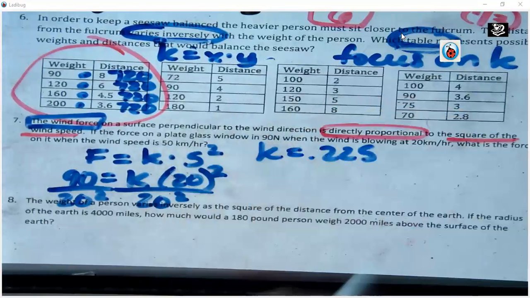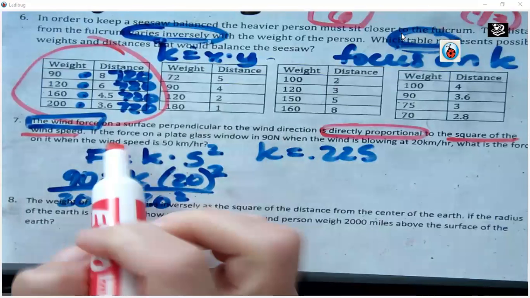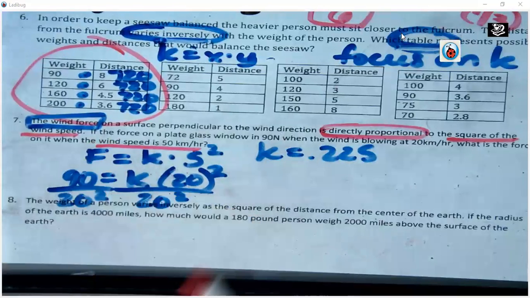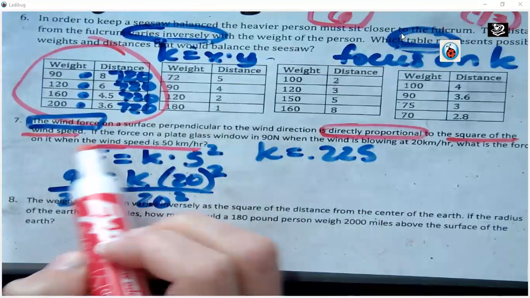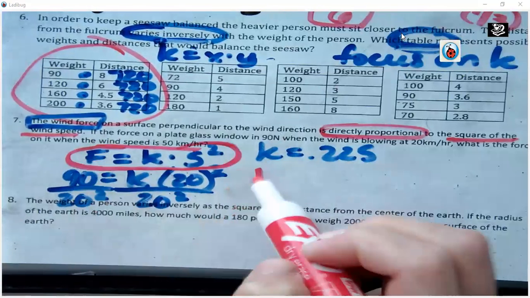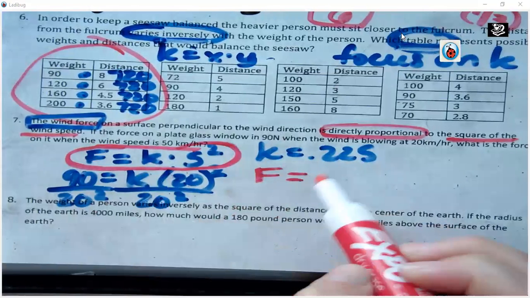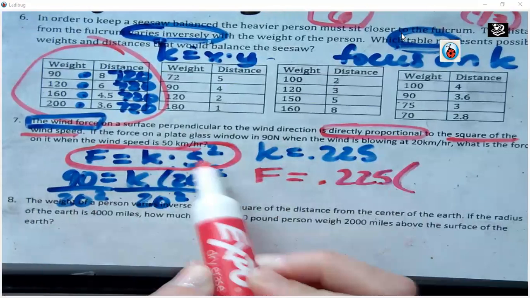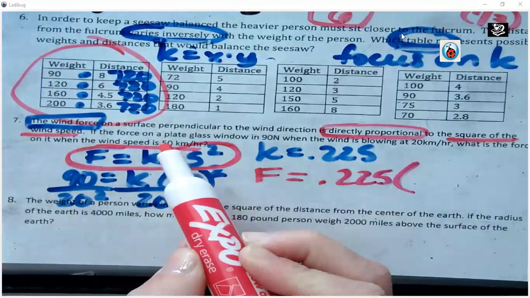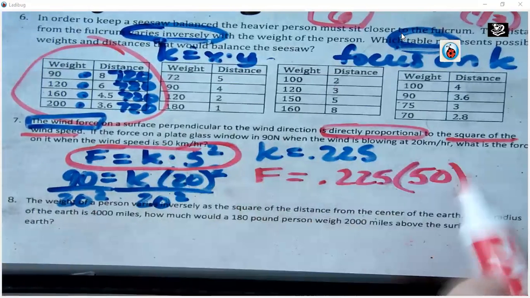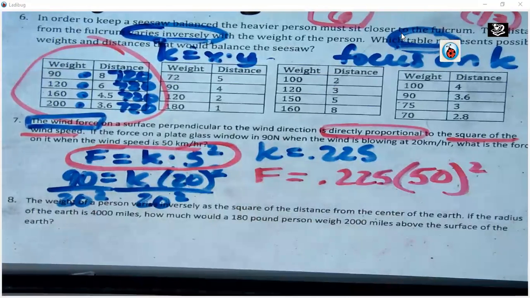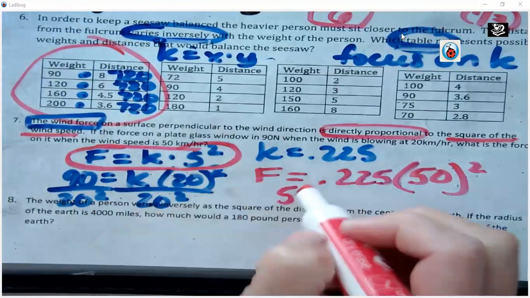And then they want to know what it would be when the wind speed is 50 kilometers per hour. So once again, here's my formula. F equals, I now know K is 0.225, and the speed is now 50, and I have to square it. So you type all that in your calculator and you get 562.5.